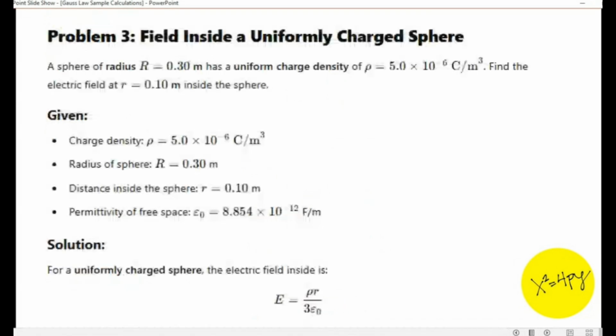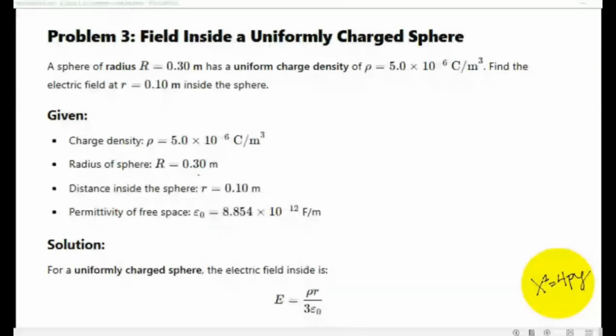We have here the following, Problem 3: the field inside a uniformly charged sphere. A sphere of radius r of 0.30 meter has a uniform charge density of 5.0 times 10 raised to negative 6 coulomb per cubic meter. Find the electric field at 0.10 meters inside the sphere.